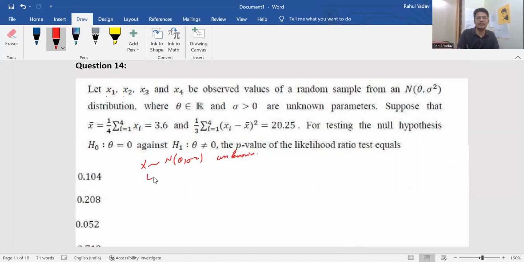Okay, and it says we have a sample of size n equal to 4, with x bar equal to 3.6, and s square given to be 20.25. So you have to test something like this. H naught is theta equal to 0, and H1 is theta not equal to 0. That is a two-tailed case.